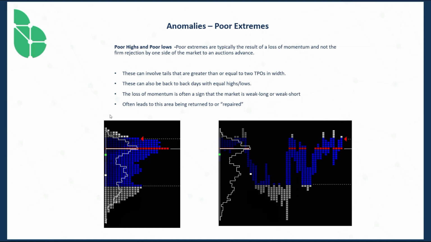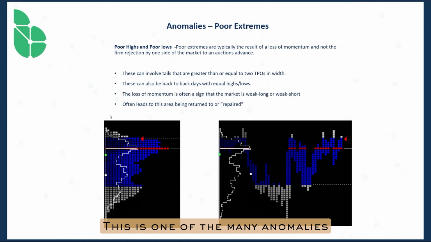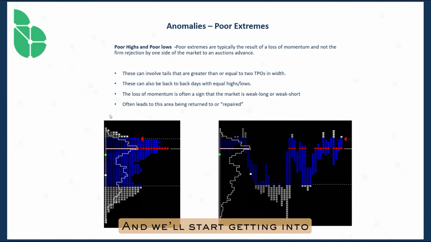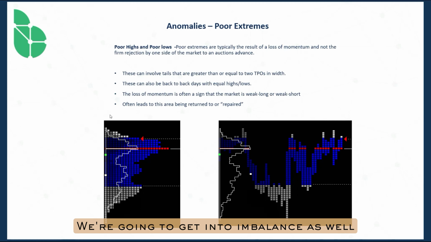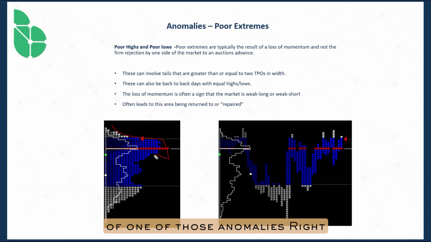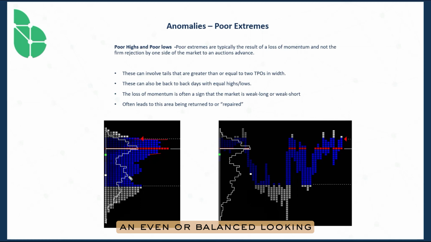So that's that, guys. This is one of the many anomalies that are part of market profile, and we'll start getting into some of the others. We're going to get into imbalance as well, and oddly shaped distributions, because if you were looking at this right now, this would just be another case of one of those anomalies. We see that right here we have an area where we just fall off. This is very squared out. It's not an even or balanced looking, symmetrical looking distribution.